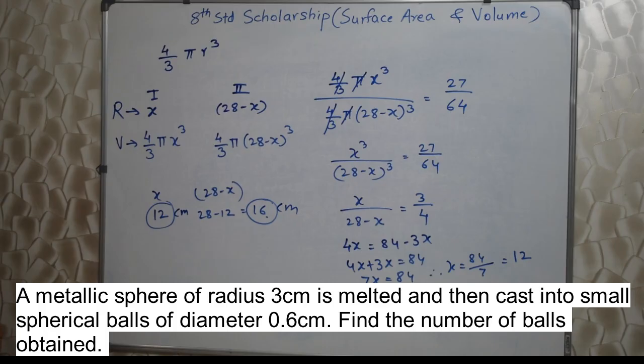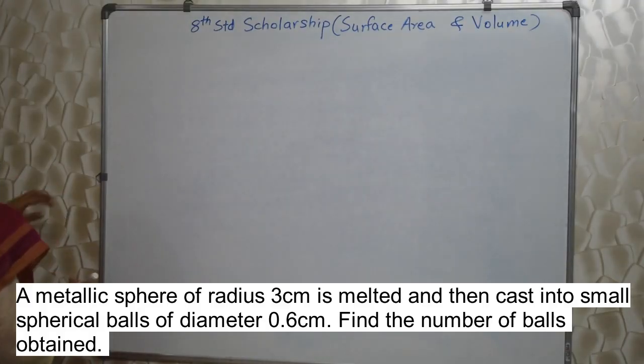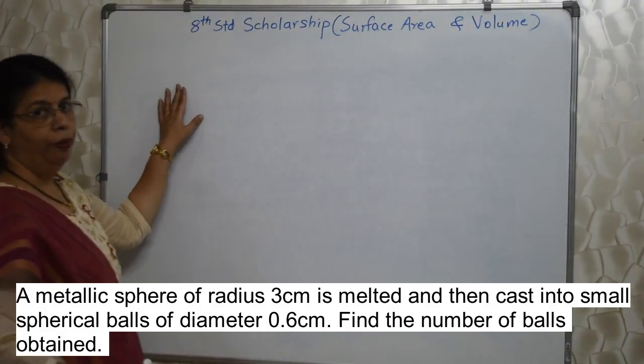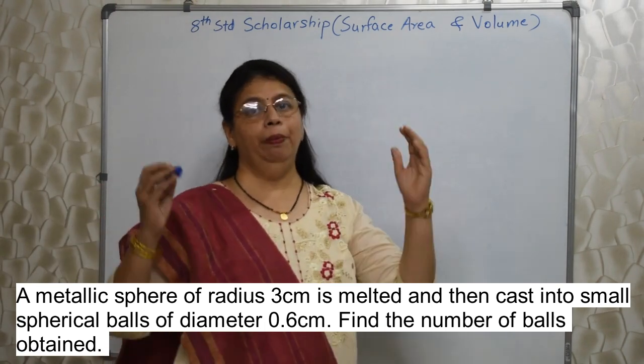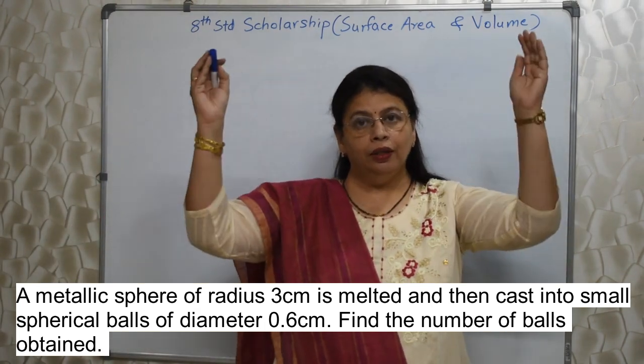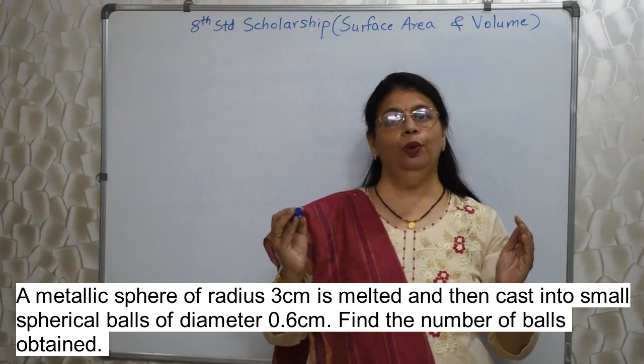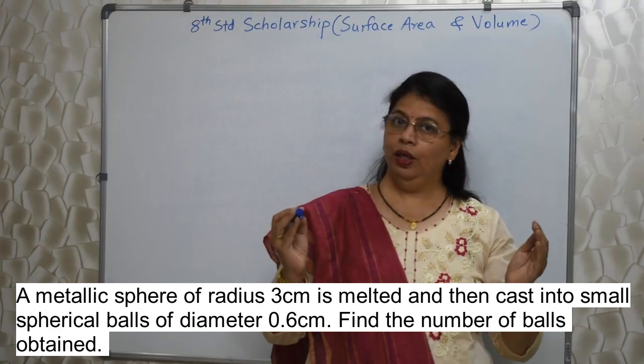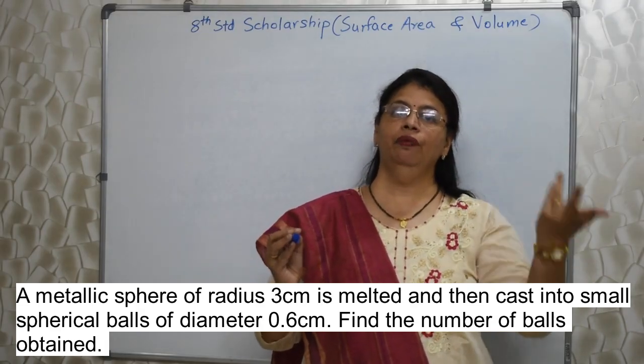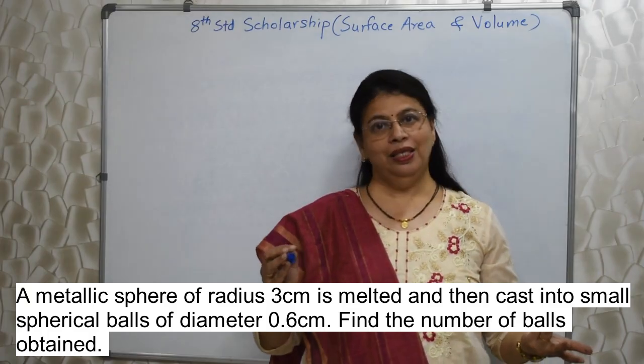Find the number of balls obtained. Assume that there is no wastage of metal during the process. This assumption is very important. Even though they don't mention it, it is assumed, right? See, I told you, whenever we have to make any small thing from any bigger thing, the volume of the bigger thing will be on top and the volume of the smaller thing will be down in the denominator, and just division will give us the answer. So easy, isn't it?